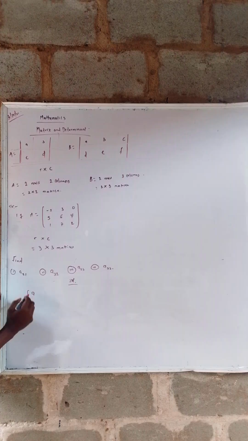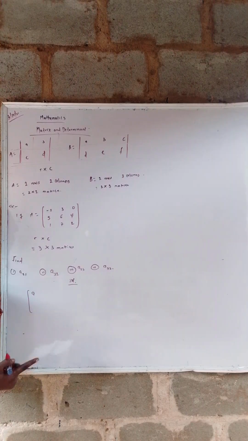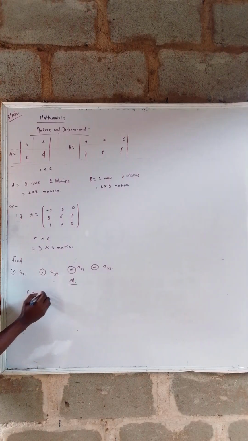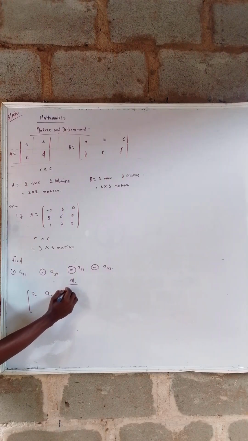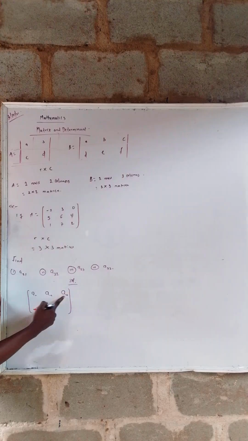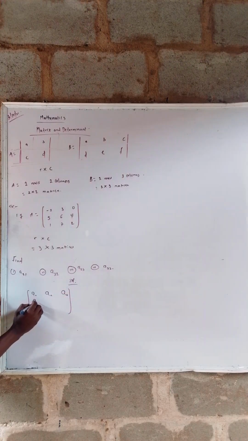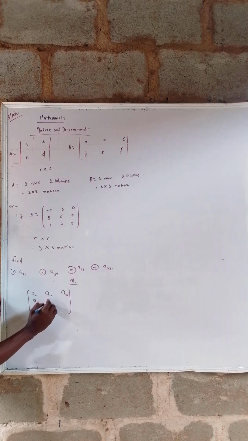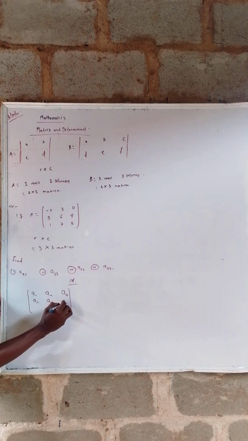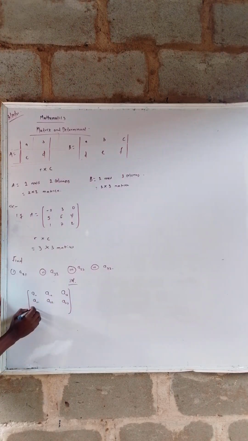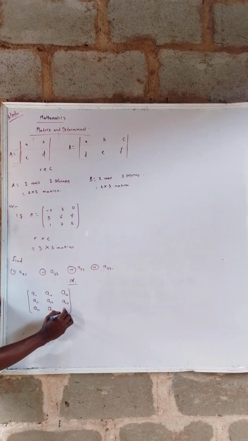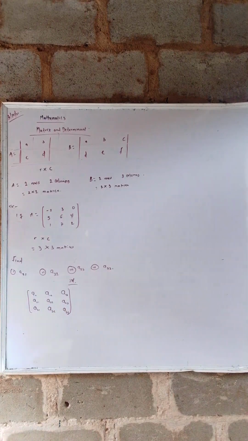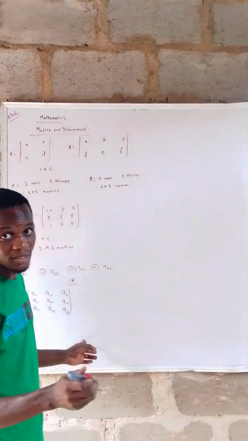We say A for this first one, we take it as A11, A12, A13. These are the entries of the first row. Then we have A21, A22, and A23. Then for this one, we have A31, A32, A33. Which means if we have a 3 by 3, we have a 3 by 3 matrix.